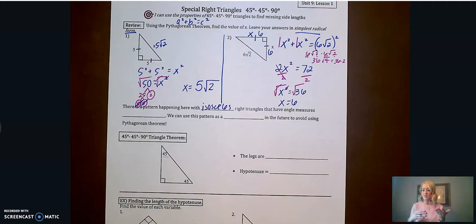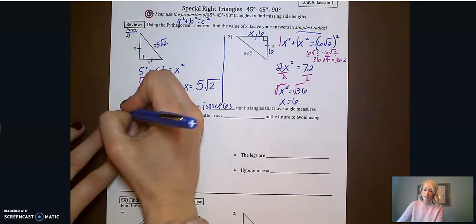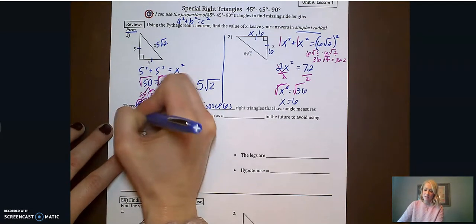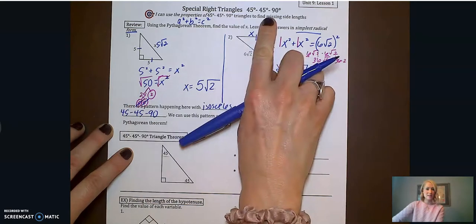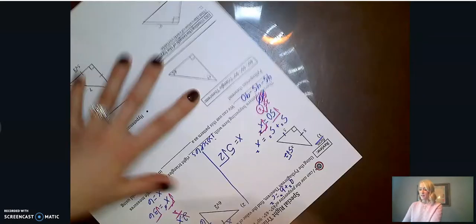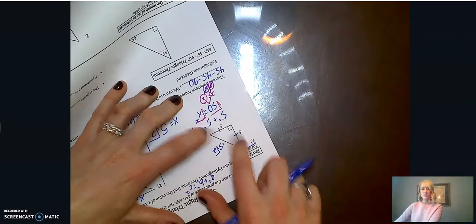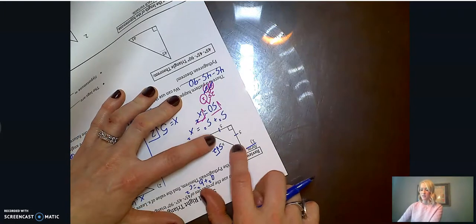Okay, that means they have the angle measures. Any isosceles right triangle has angle measures 45 degrees, 45 degrees, 90 degrees. Hence the title of the lesson. Think isosceles triangles. If these two sides are the same, these two angles are the same. So they always work out to be 45.